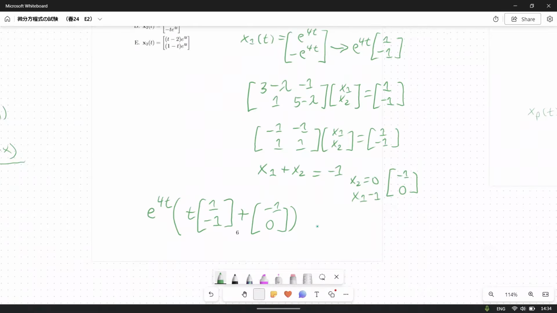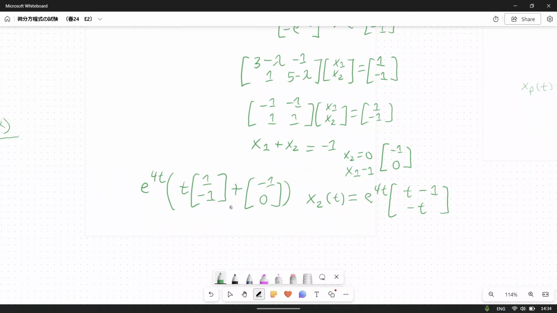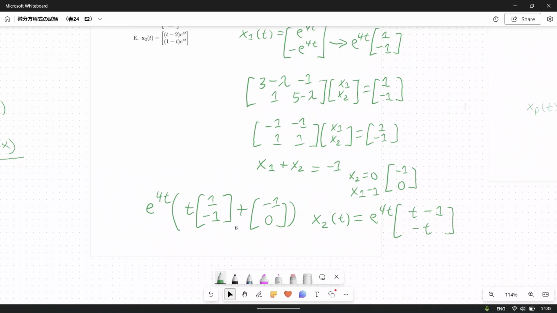From here I can simplify things down. We can find that our second solution, x sub 2 of t, is equal to e to the 4t times the vector t minus 1 and negative t. Because that's just a 0, so it's just t plus 0, and we get rid of the 0. So now we have the second solution, and from here we can pick an answer.